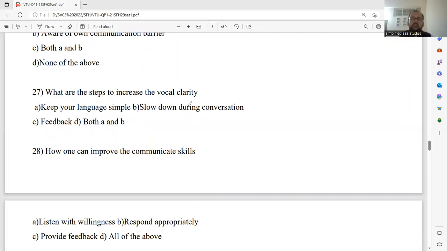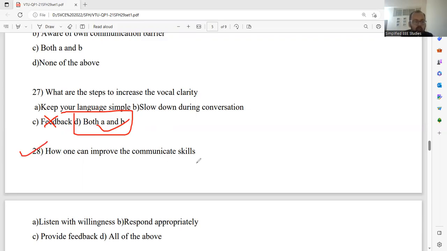Slow down during conversation. While speaking, you have to reduce the pace of speaking. Speed you have to reduce. Feedback, we cannot say, because that is taken later. So we cannot accept feedback. It's not appropriate. Now I would like to go for option D. See, A and B are correct answers only. So combining A and B will be the right answer. So please select 27D.